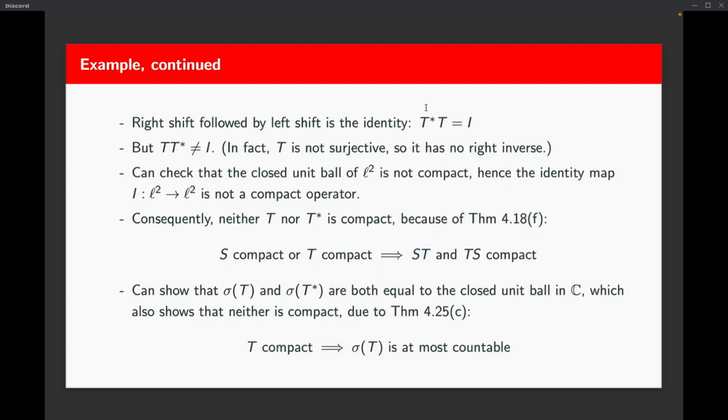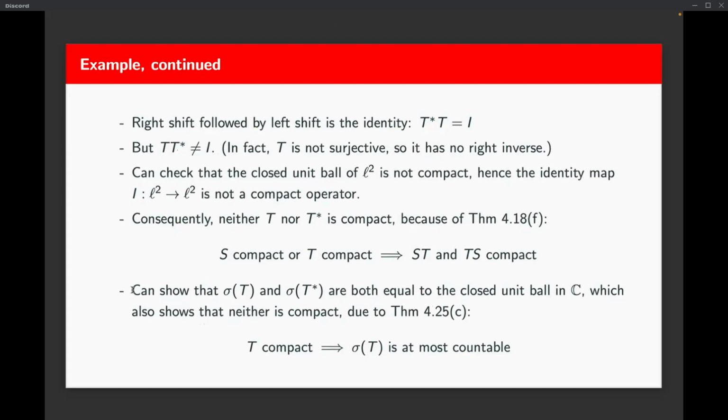Well, we can apply that here. T star T equals I. I is not compact, and that says, well, neither T star nor T can be compact, because if either one was, then so would the product be, and I would be compact. That's a really slick and easy way to see that these are not compact operators.